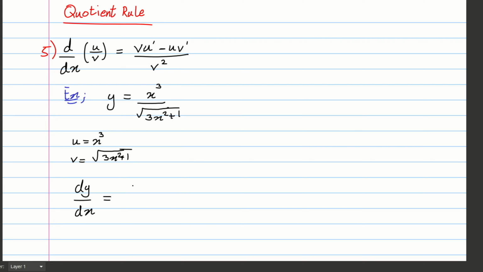So dy over dx is equal to v as it is, which is going to be under root 3x square plus 1, and the differentiation of u, which is 3x square, minus u as it is, which is x cubed, and the differentiation of v, which is 3x by under root 3x square plus 1.